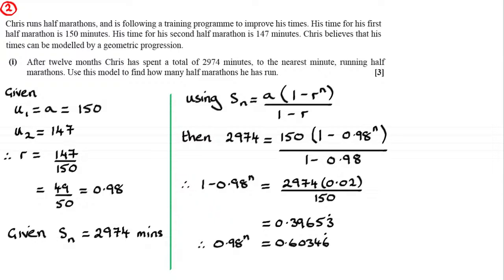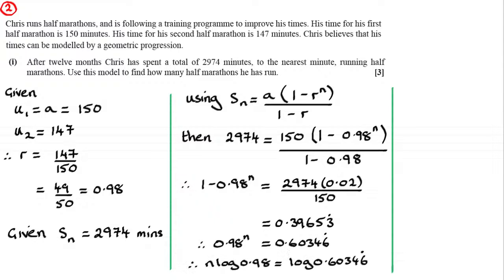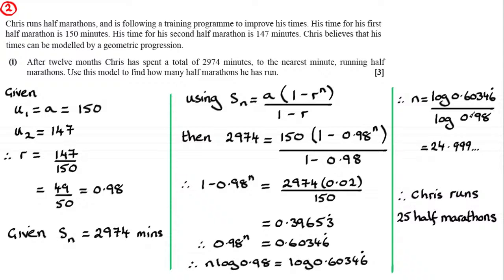Okay. Now, to do this, you could do it by trial and error. I've done it by logs. I've taken logs to base 10. Any base would work, as long as it's the same base on both sides. And then just rearrange this, and we get this result here. I've used the power rule, by the way, on the logs, brought the n out the front. Work this out, and you should find you get 24.999 and so on.